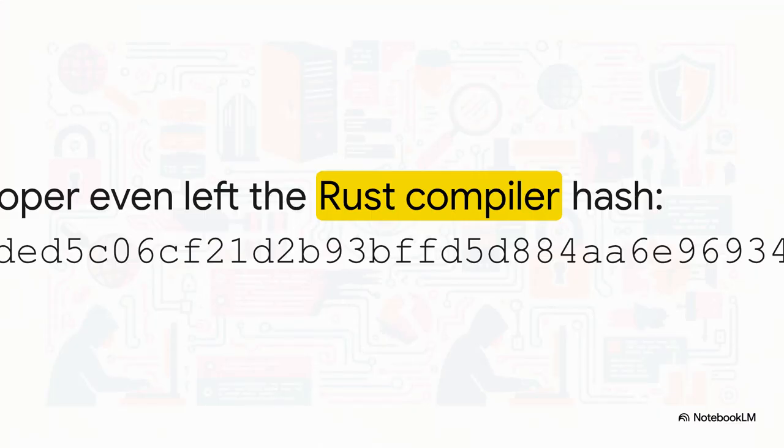And then, if you can believe it, it gets even better. The developer even left behind the commit hash of the Rust compiler they were using. I mean, that is just a gift to investigators. It lets them pinpoint the exact version and even the date of the toolchain they used. That kind of information is priceless for tracking how their malware evolves over time.